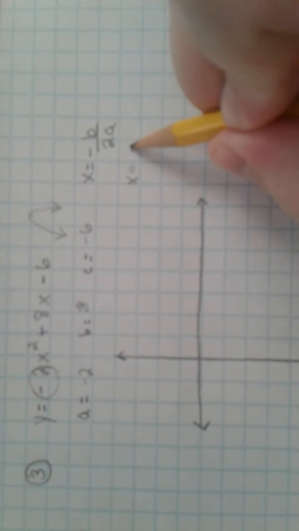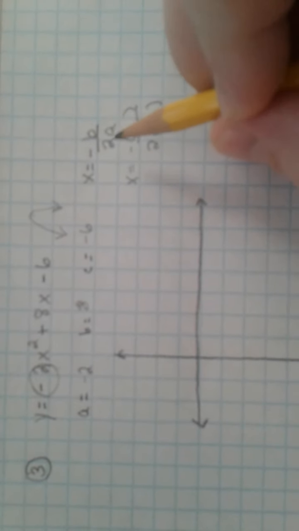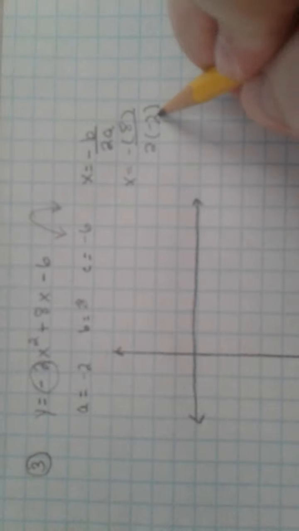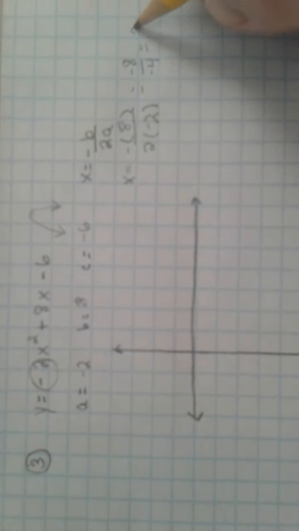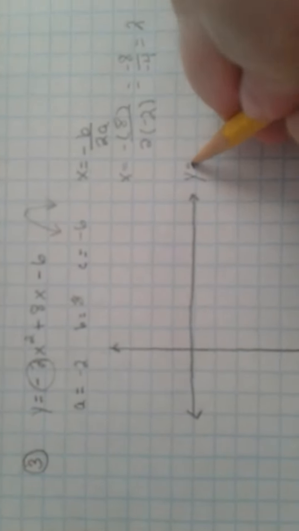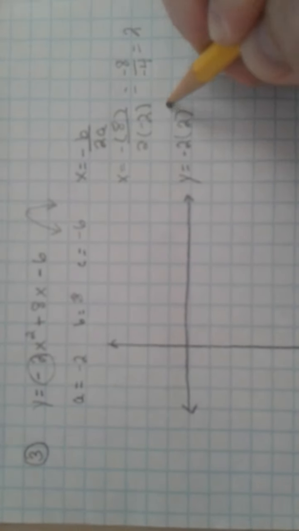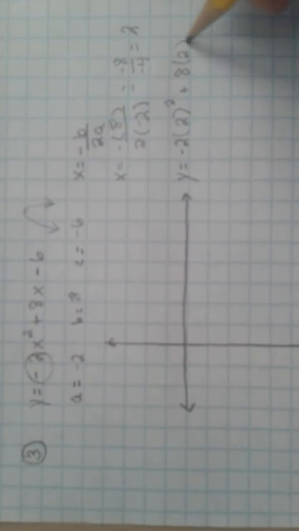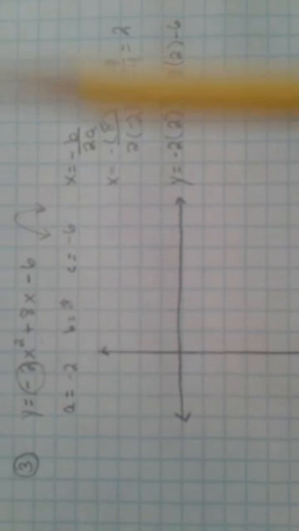We said, once again, it's negative b over 2 times a. My b value is positive 8, and my a value is negative 2. So that's negative 8 over negative 4, which gets me a positive 2. To plug in for my y value: negative 2 times 2 squared plus 8 times 2 minus 6. I plugged this 2 in for both spots that have an x.